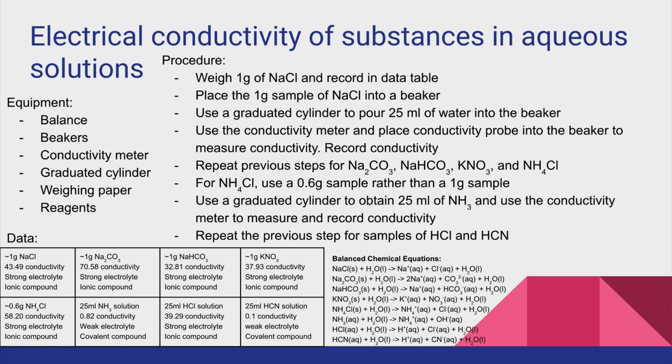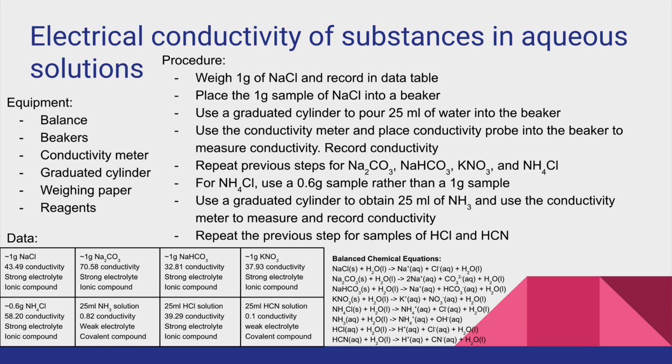In the lab, various aqueous solutions containing sodium chloride, sodium carbonate, sodium bicarbonate, potassium nitrate, ammonium chloride, ammonia, hydrochloric acid, and hydrogen cyanide were tested for their electrical conductivity. This was accomplished via a conductivity probe and meter. The substances were then categorized as a strong or weak electrolyte. The required equipment for this lab are a balance to weigh the samples, beakers to form solutions, a conductivity meter to record the conductivity of the solutions, a graduated cylinder, weighing paper, and of course samples of the reagents.